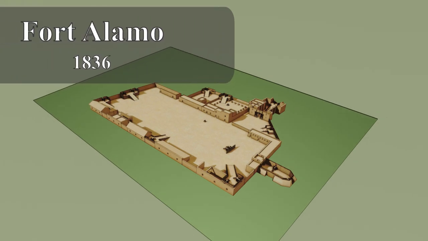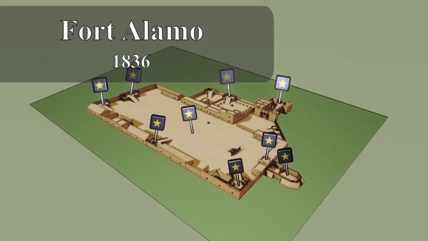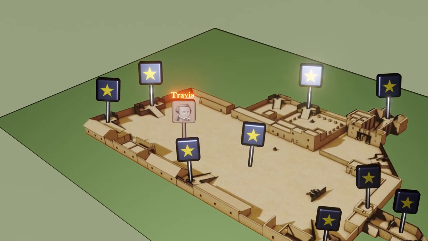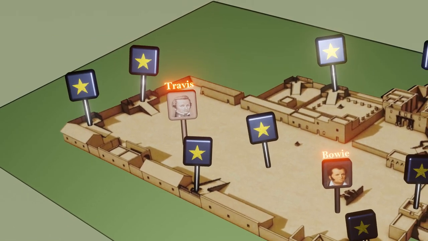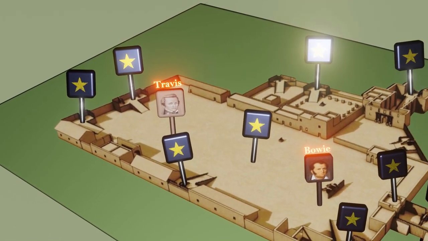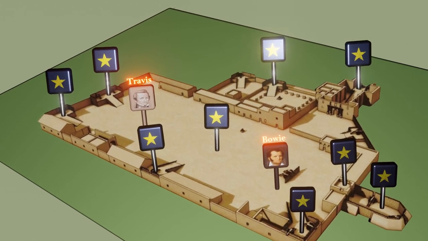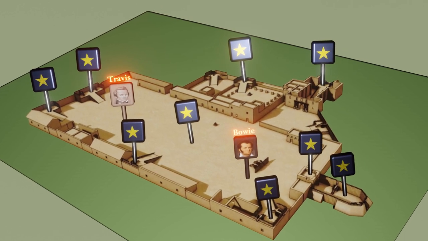By early 1836, approximately 300 Texan defenders occupied the Alamo, under the command of Lieutenant Colonel William Travis and renowned frontiersman James Bowie. Travis, a young and determined lawyer-turned-soldier, shared command with Bowie, a seasoned adventurer famous for his formidable knife-fighting skills. Despite their differences, both men were committed to holding the Alamo against any Mexican attack.